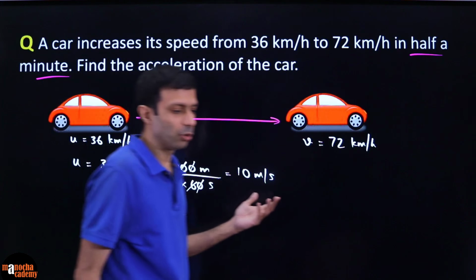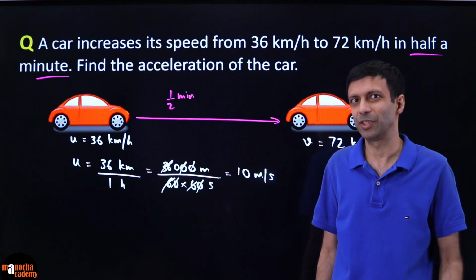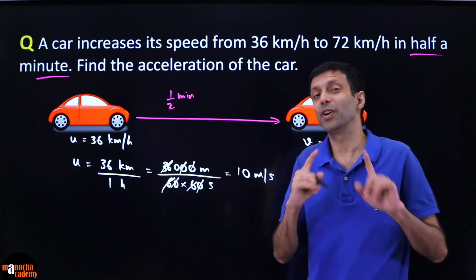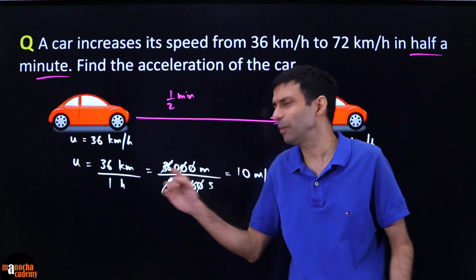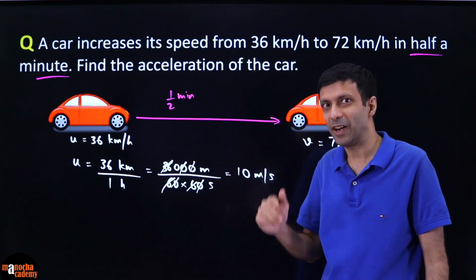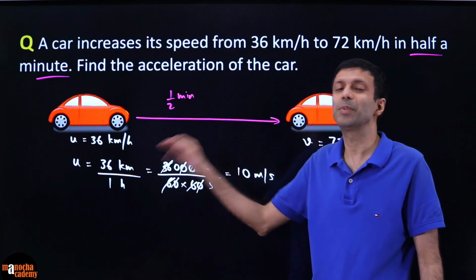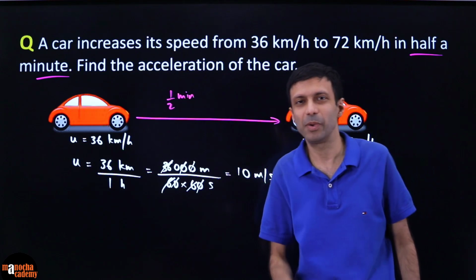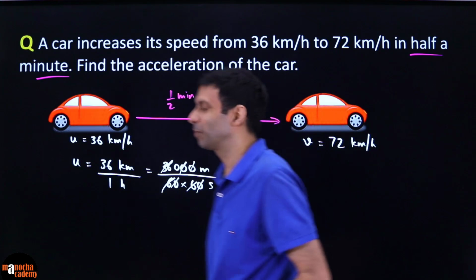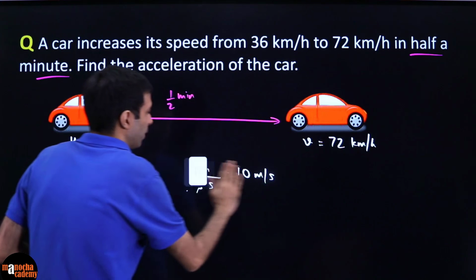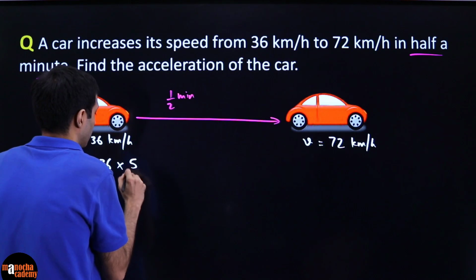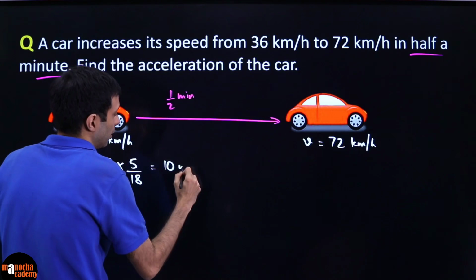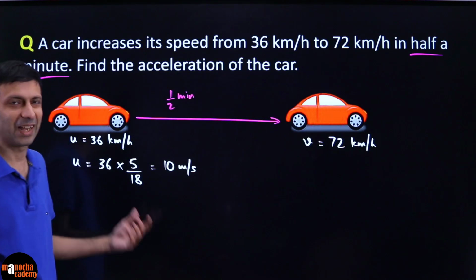So this is one simple way to do it, but there is a shortcut which I have discussed in my videos. You can directly multiply by 5 by 18. So if you're converting kilometer per hour to meter per second, directly multiply by 5 by 18, 5 divided by 18, you'll get the answer. If you're doing meter per second to kilometer per hour, multiply by 18 by 5. As simple as that. So everybody please do this. So 36 kilometer per hour, if you simply multiply by 5 by 18, you will directly get the meter per second value. And you can see it will give you 10 meter per second. So it's a nice shortcut.